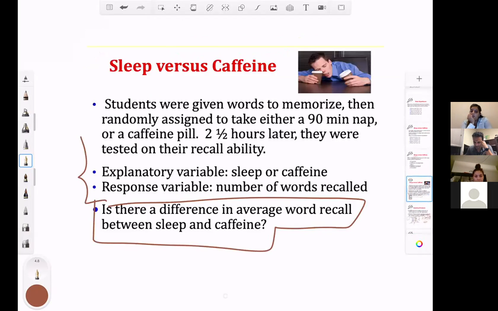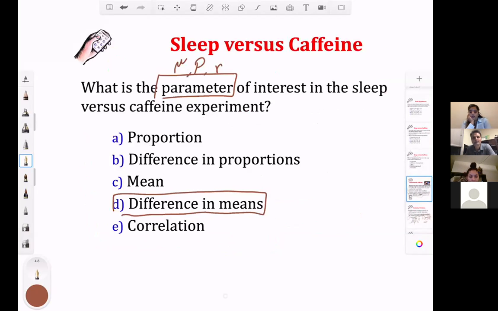This was the caffeine, correct? The question was about the average. You see that word? We get it from the problem. So the average words recalled between sleep and caffeine. Average means a difference in average. So you have it right there. That's why it is difference in mean.